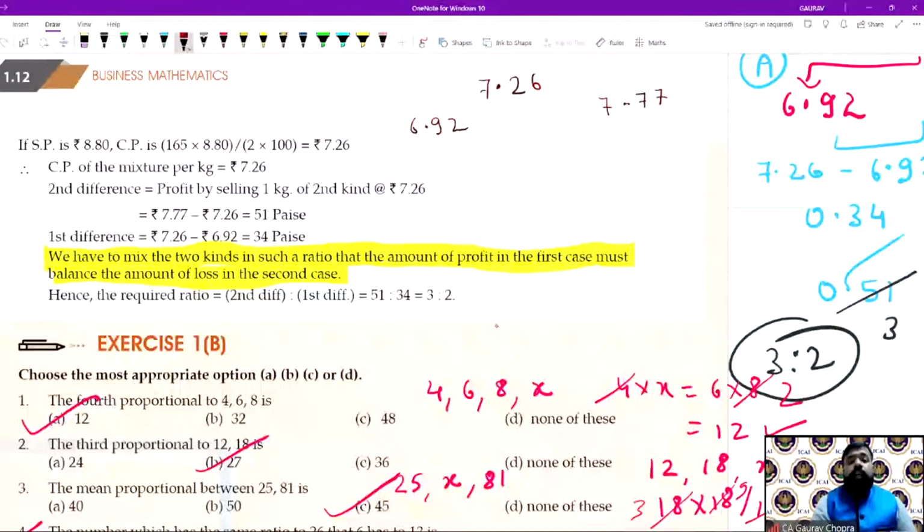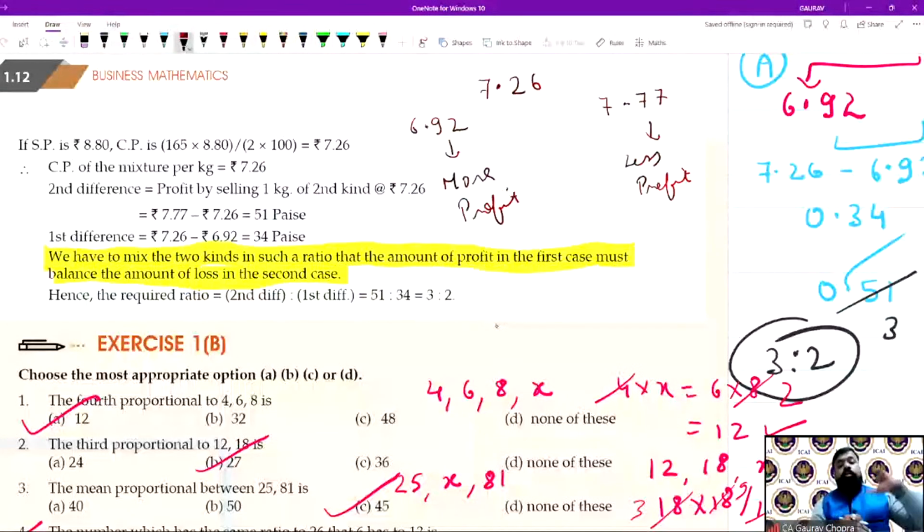That means if we sell the 6.92 one, we get more profit. And if we sell the 7.77 one, since the cost is more, we will get less profit. So on mixing these two, we get a moderate profit, neither more nor less. We get the average profit, medium profit. That is why we follow this average rule. So you don't have to get confused by this statement. Whatever we have done is the best way to solve, and it is the easiest and fastest way to compute. So no need to worry.